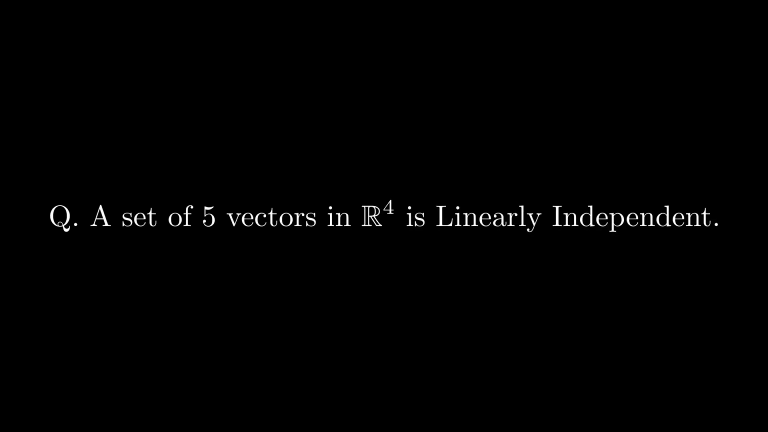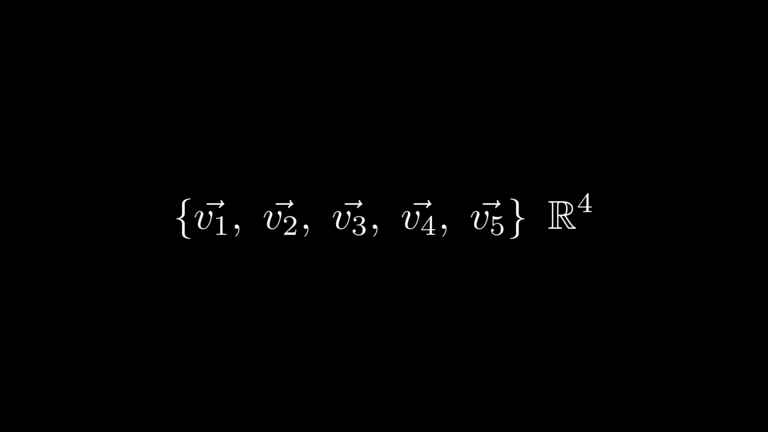Let's see if we can solve this one. It says a set of 5 vectors in R4 is linearly independent. Well, as we saw earlier, we need only n linearly independent vectors for a space of Rn. Therefore, we can only have 4 linearly independent vectors in R4 at once, as the fifth vector will always be a linear combination of the other 4. The set automatically becomes linearly dependent.